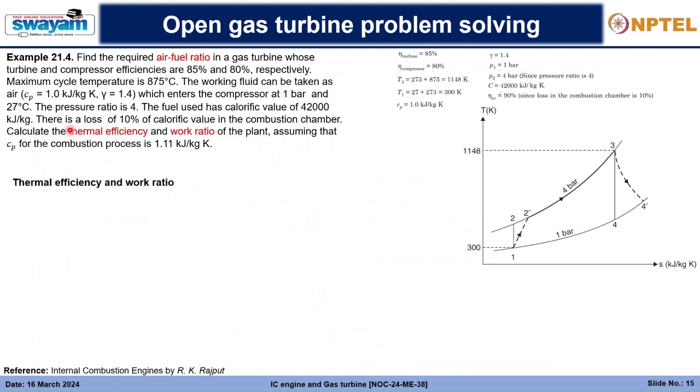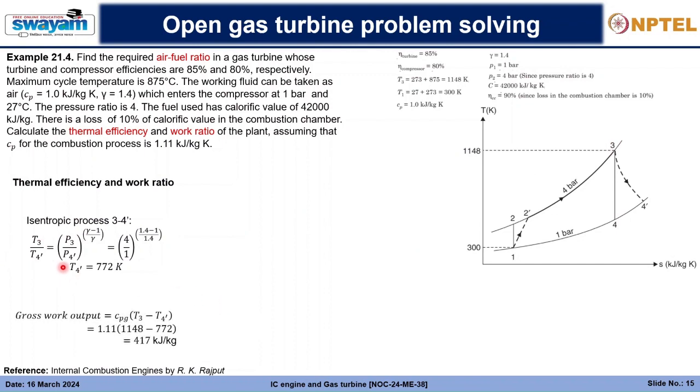we need to solve for the thermal efficiency and the work ratio. So for that, first we will have to consider the turbine part as well. So we need to consider the isentropic process 3 to 4 dash. Then we'll find T4 dash to be around, sorry, that is not T4 dash, it is T4. And okay, so the gross work output would be around 417 kilojoule per kg.